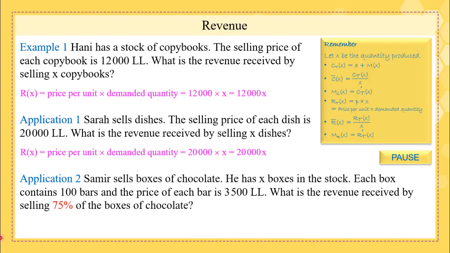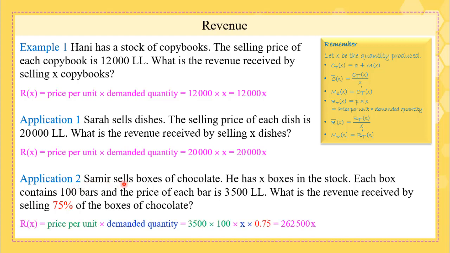Application 2. Samir sells boxes of chocolate. He has X boxes in the stock. Each box contains 100 bars. And the price of each bar is 3,500 Lebanese lira. The question is, what is the revenue received by selling 75% of the boxes of chocolate?